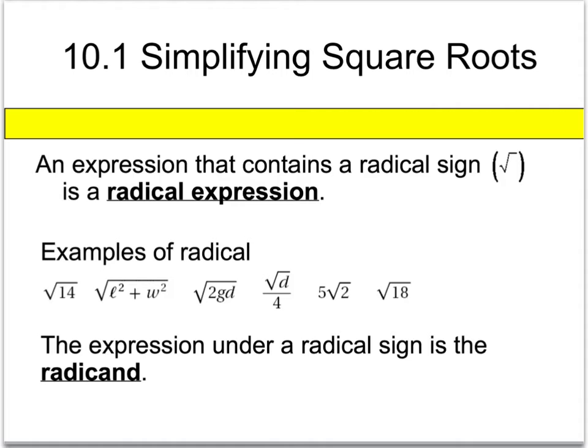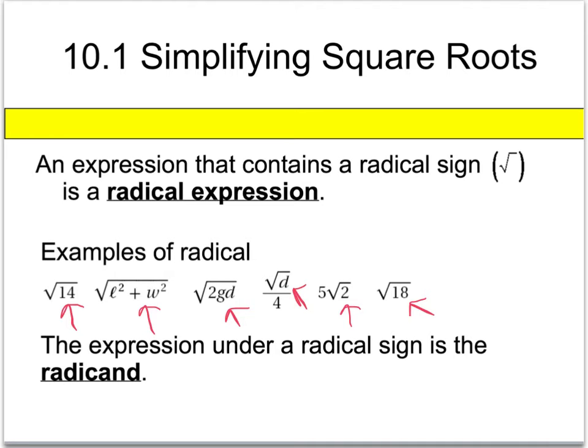Okay, it doesn't matter if there's a multiplication sign in there, or if you're adding or squaring underneath the square root. If it has a square root or a radical sign, that's a radical expression, as long as it doesn't have that equal sign. Then, the expression underneath a radical sign is known as the radicand. So that's your 18, that's your 2, that's your D, that's your 2GD, that's your L squared plus W squared, that's your 14. All of those are going to be your radicands.